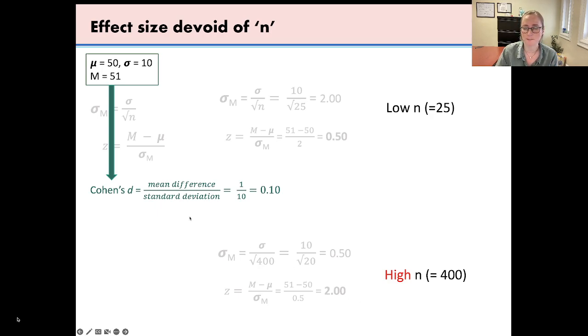But for Cohen's d, it doesn't matter what the n is because all it's looking at is the mean difference, right, from 50 to 51 over the standard deviation, which is going to be 0.1. So this was actually a rather small effect. Also, you know, 50 to 51, that's like 1 point. And with a rather large standard deviation of 10, we can already kind of do this in our head where we're like, this wasn't a very large shift, right? If I ran 400 people, it would be significant, but it's a small effect.